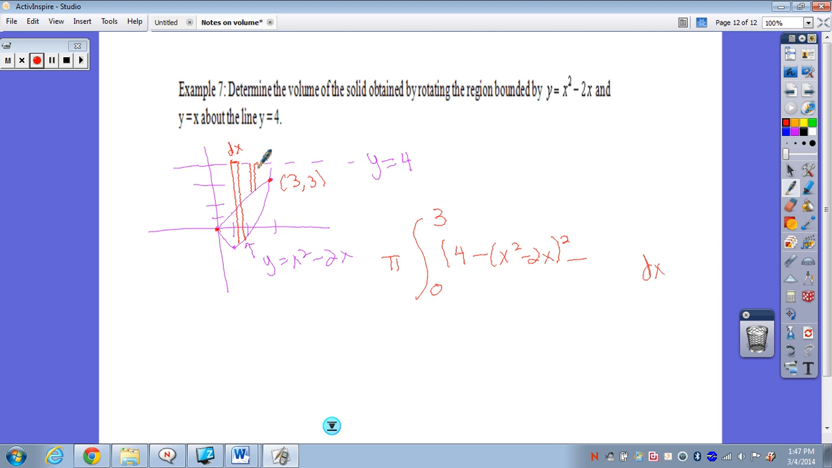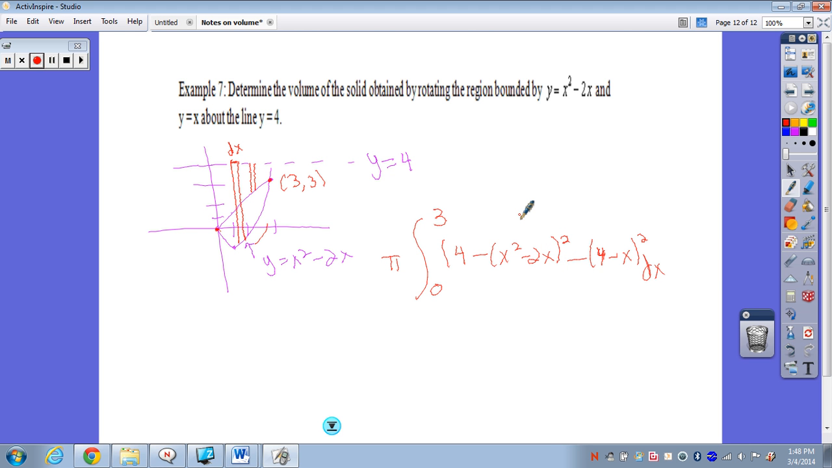And then my inner radius is this distance, which we're going to take 4 and we're going to subtract this curve, which is just x. Now, it won't technically matter if you did x squared minus 2x minus 4 because you're squaring it, so it technically won't matter. But the correct way is to do the more positive minus the less positive. So 4 is more positive than any of these y values on either of these curves, which is why we did 4 minus that curve.